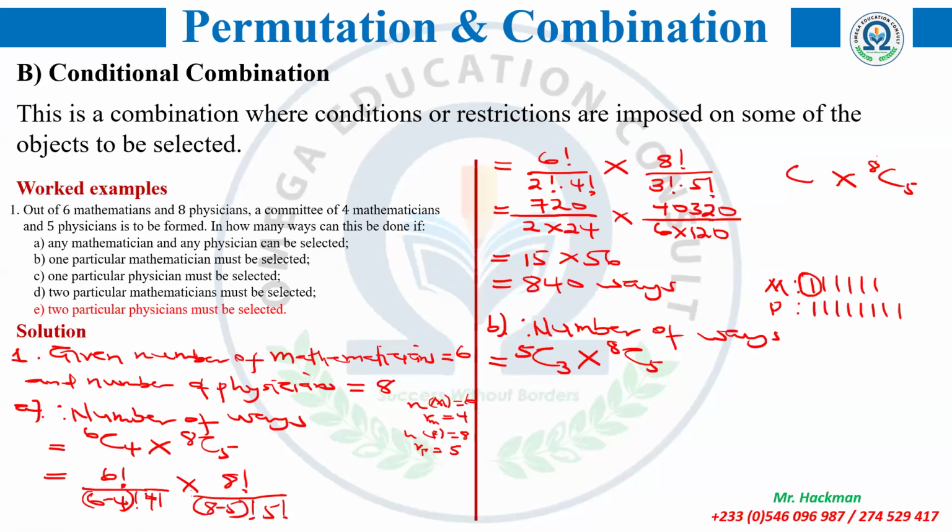Yes, sir. Okay, Prof. Adoma. Mr. Hackman, please. So it means that when you circle out that one particular person, that doesn't play a role in the formula in any way.